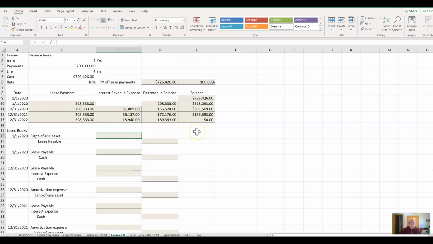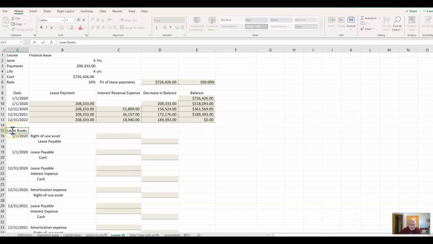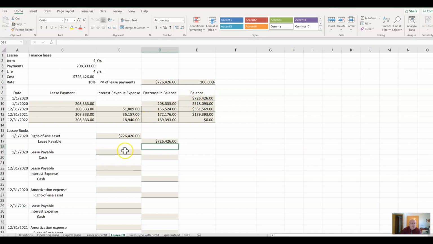Okay, now for the books, this is the lessee's books. The right of use asset is for the $726,426. And the liability of the lease is $726,426. And then for the first one, the lease payable is going to be reduced by $208,333, which is our first payment, and that's the cash that goes out.